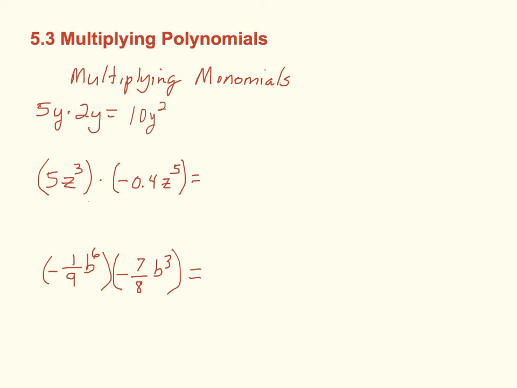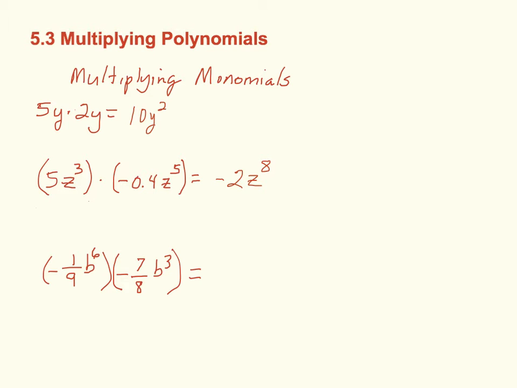Well, we multiply the 5 times the negative 0.4. So I'm thinking that's probably a negative 2. And z to the third times z to the fifth is z to the what? We add them, so it's z to the eighth. So it's 5 times 0.4, yeah, it is 2, negative 2. All right.